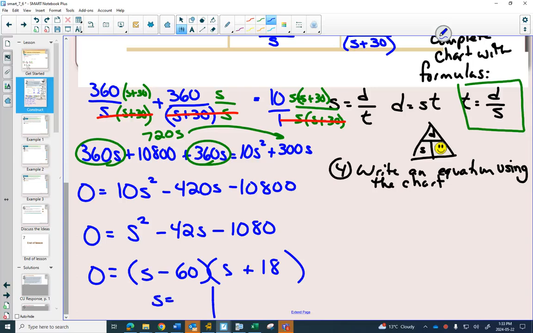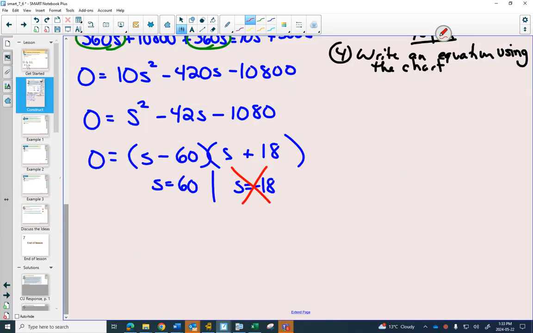So now we get an average speed of 60 or an average speed of negative 18. The context of this question, negative 18 is a speed. How fast were you driving? I was going negative 18 kilometers per hour. You'd be like, okay. So the only possibility is S is equal to 60.